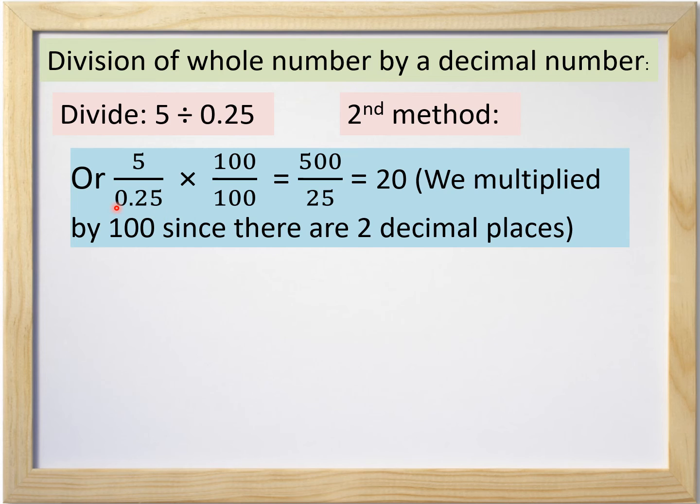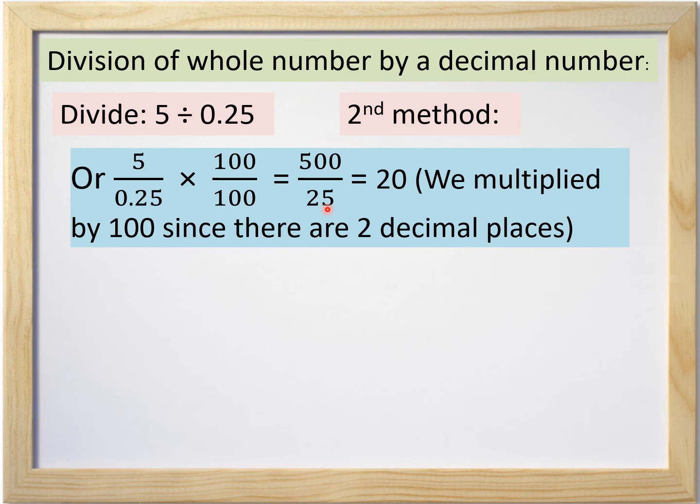Now children, in the denominator 0.25, there are two decimal places, and to remove this decimal point, we have to multiply both the numerator and the denominator by 100. Understood, children? Now 5 into 100 is equal to 500 and 0.25 into 100 is equal to 25. Why? Because in 100 there are two zeros. So when we multiply 0.25 by 100, the decimal point will move two places to the right.